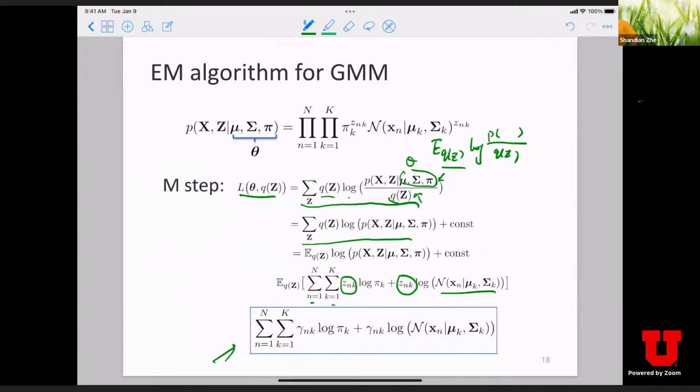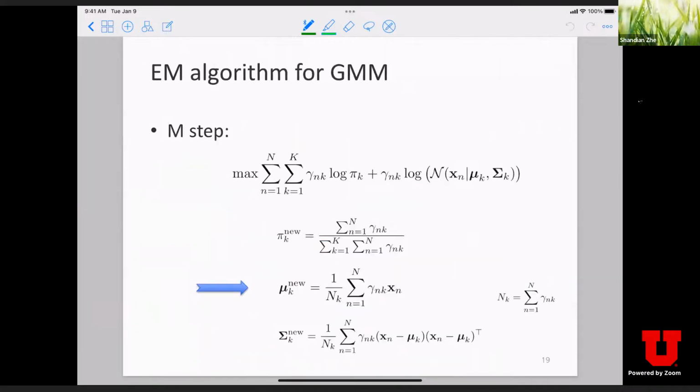Then to update pi k, mu k, and sigma k, we just need to take the gradient. We set the gradient to be 0, and it's good to see that solving the gradient being 0 is analytically tractable. You see that the new pi k is just reorganizing those gamma n k's. Right? Just sum over the probabilities of every data point, their posterior probability of being cluster k, and normalize it. Okay. And the mu k and the sigma k are even more interesting.